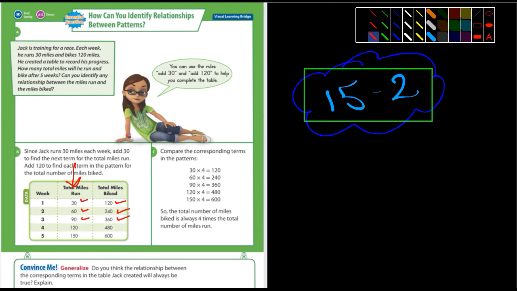And then finally it says compare the corresponding terms. Well, you'll notice that the number of miles that are biked, it's 4 times what he ran. In other words, 30 times 4 is 120, 60 times 4 is 240, and 90 times 4 is 360, and so forth. And so it says the total number of miles biked is always 4 times the total number of miles run.